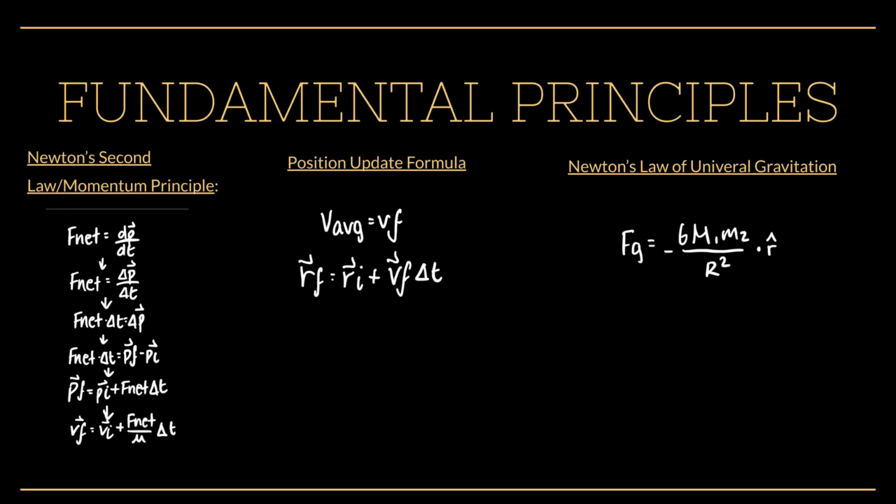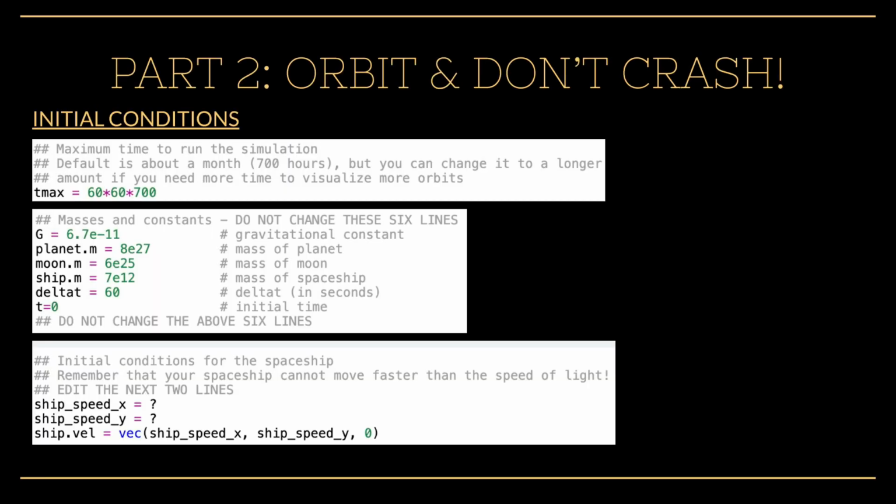And then moving on to part 2 of this lab, I was able to use these same fundamental principles of momentum as well as universal gravitation, but I was also able to create the position update formula using the momentum principle, which allowed for the creation of the third fundamental principle used in this part of the lab. Once these fundamental principles were established, I manipulated the GlowScript code in order to find the initial conditions for this lab, which are basically the mass of each of the objects, the gravitational force, and the delta t. And then we're trying to solve for the initial speed and velocity in this part of the lab.